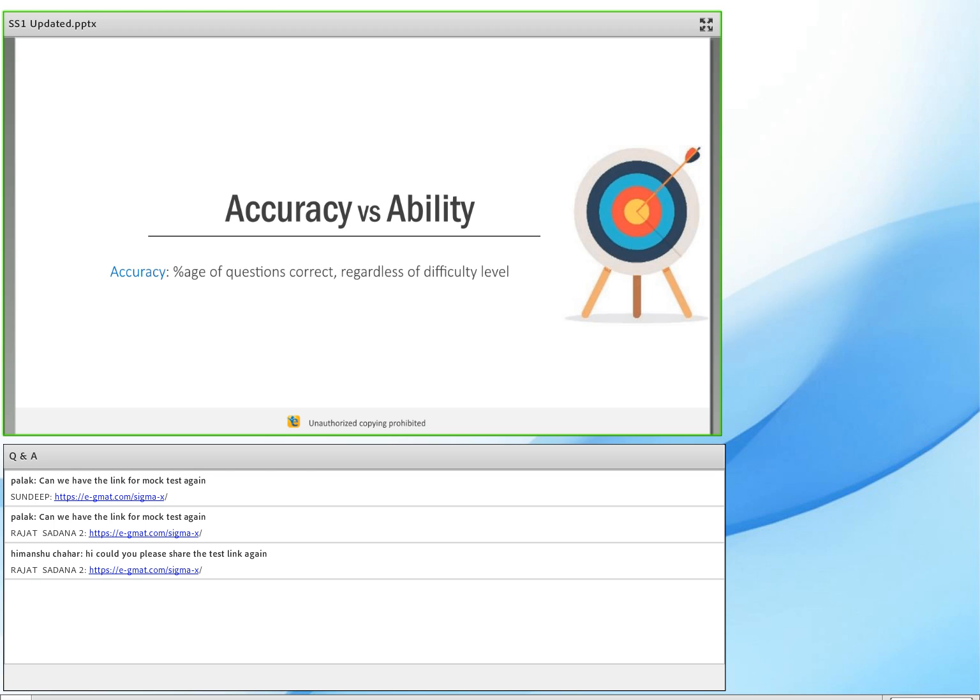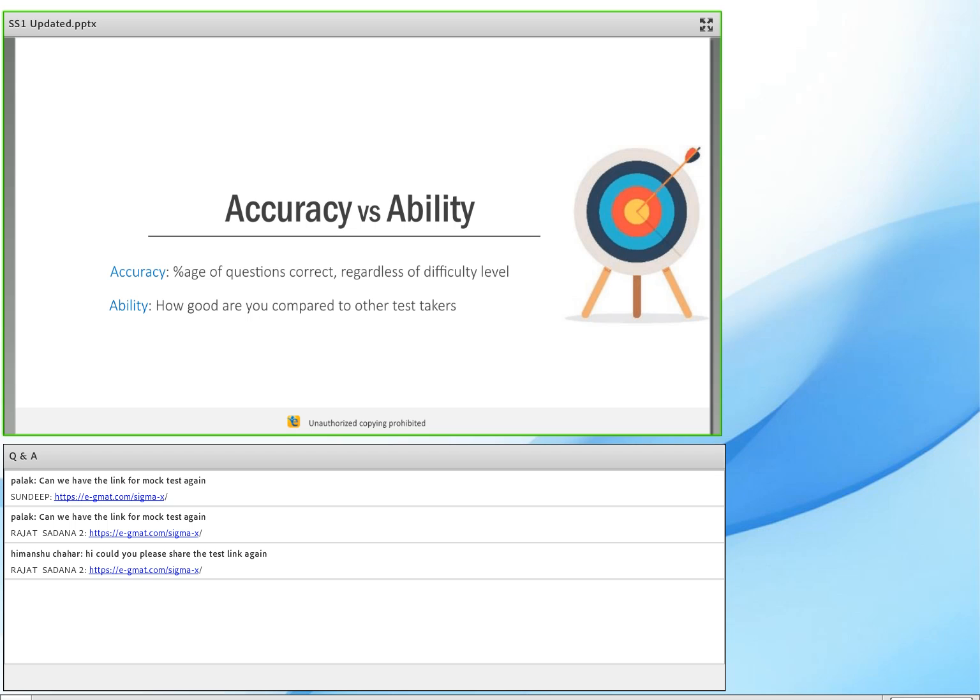Just before we go there, I want to define what accuracy is. Accuracy is essentially, if you take a quiz of 10 questions and get 8 of them right, your accuracy is 80%. You don't take into account the difficulty level of the questions served to you, or what kind of questions you got right, and so on. You can have 80% accuracy and still have 50% ability.